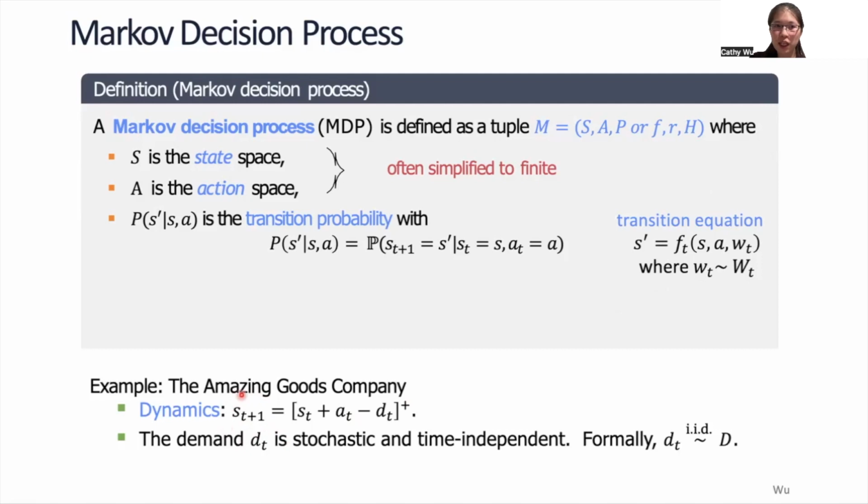So the next state can be written as the current stock plus what we order minus what demand there was, and it must be non-negative. So we cannot go into a negative stock. Where we recall that the demand may be stochastic and time independent.